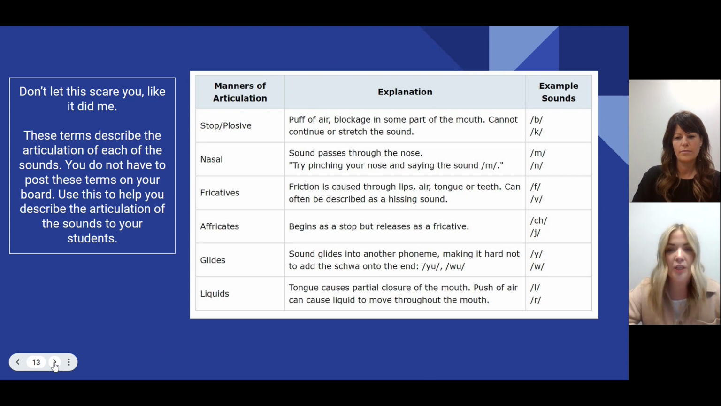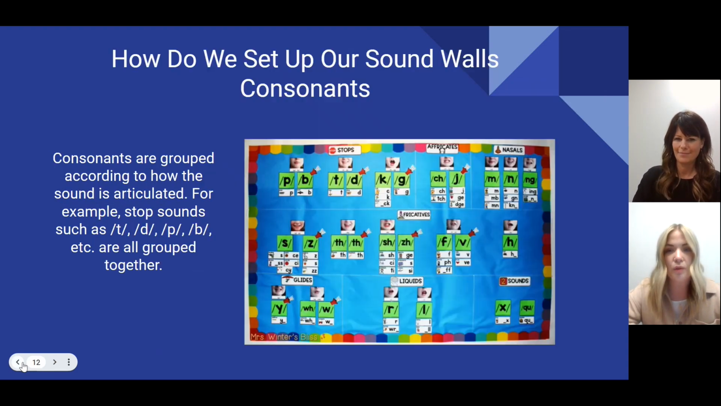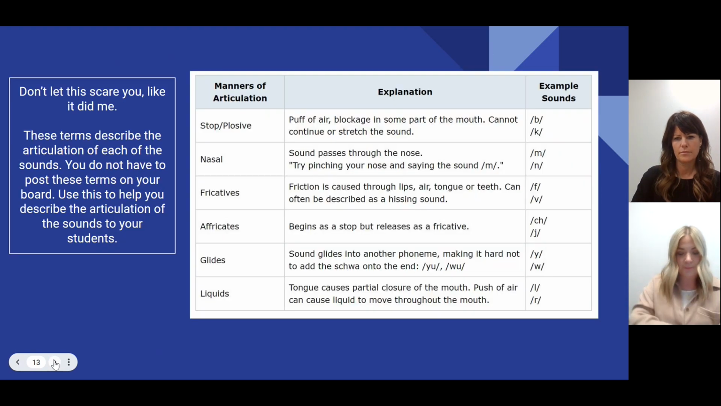And Erin, do we want to just pop back to the last slide, and we can show those visual cues as well. So you can see here there are the labels on this sound wall example. Erin's pointing to them there. So the stops have a stop sign, and the nasals have a nose. So those visual cues also help your students to understand how they're grouped, and that they have that common articulation between the sounds. Okay.